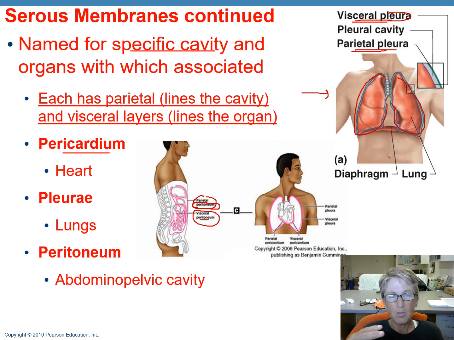If you have a serous membrane and you find it lining the lungs, that serous membrane is called a pleura. And you have a visceral pleura and a parietal pleura. If you are looking at a serous membrane that's in the abdominal pelvic cavity, that serous membrane is called the peritoneum, and it has a visceral and parietal layer.